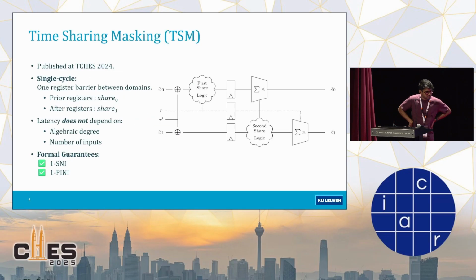So a brief introduction to TSM. As I said before, it was published last year, and it has a single cycle of latency, so it doesn't really depend on the number of inputs or the algebraic degree. So how it works is you process the first share before the registers, and then you mask them with random bits, you split them into two, and then you combine them with the second share after the registers. And also it satisfies some formal guarantees like SNI and PINI.